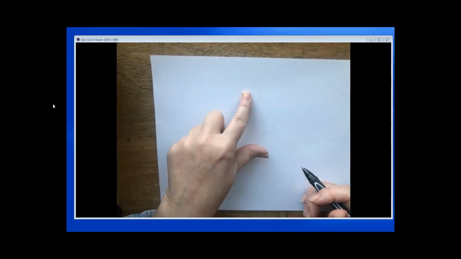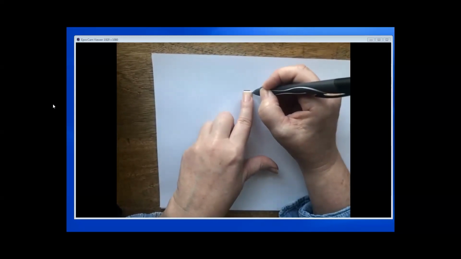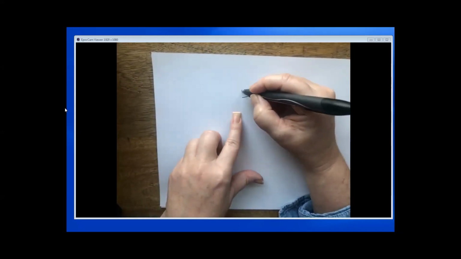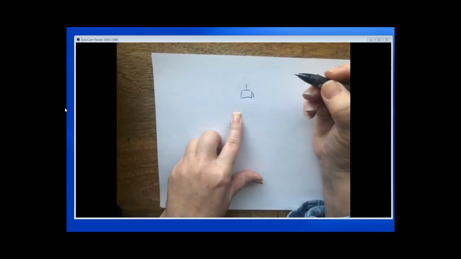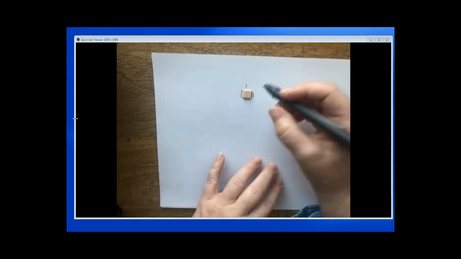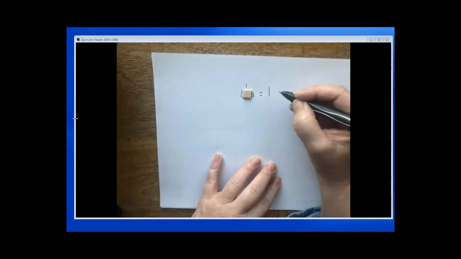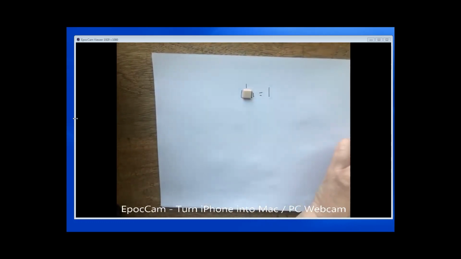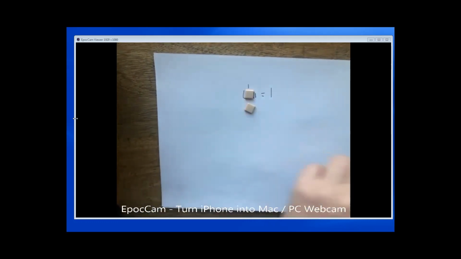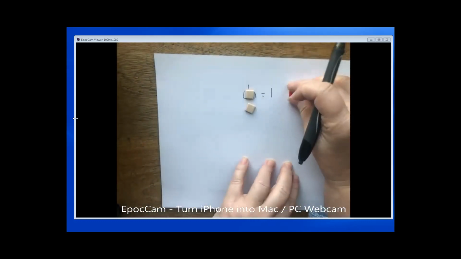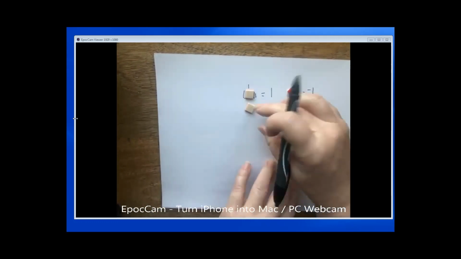So algebra tiles are based on an area model. Okay, so I'm just going to draw out the area of this shape right now, and it's a 1 by 1 square. I have a length and a height of 1 on each side. So we know that in area, length times width, 1 times 1 equals 1. So this signifies 1. If I bring this guy in, this is the opposite of that. So this equals a negative 1.